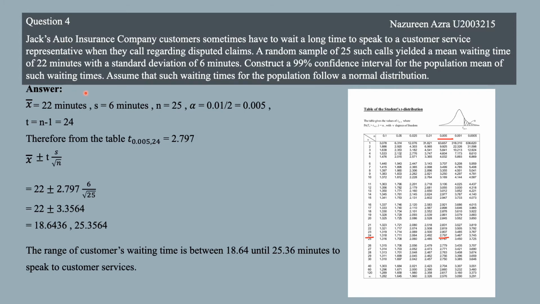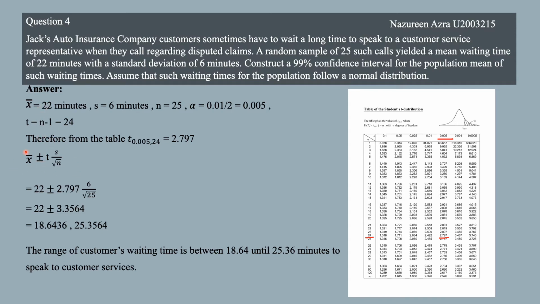For question 4, the question already gave us the sample mean, which is 22 minutes, the standard deviation, which is 6 minutes, and the sample size, which is 25. The remaining confidence interval is equal to 1%. So 1% equals 0.01, and we have to divide it by 2 to know each side's tail from the distribution graph. So each side's tail value equals 0.005. The question doesn't give us the standard deviation of the population, so we will use the t distribution formula.